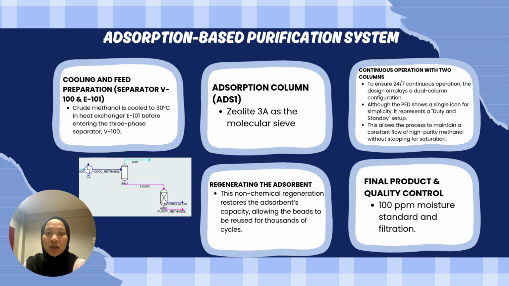For point number 2, the absorption column at S1. The unit labeled S1 contains the fixed bed absorption column packed with zeolite 3A. The selection of zeolite 3A is based on the molecular size difference.